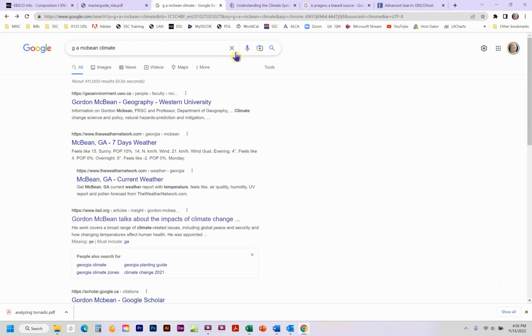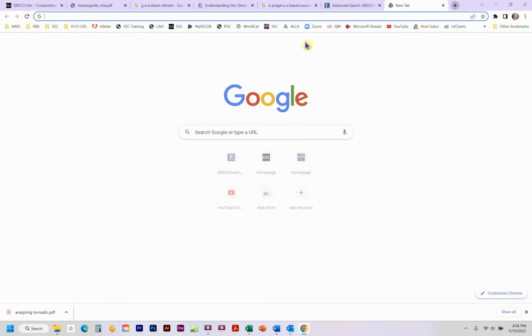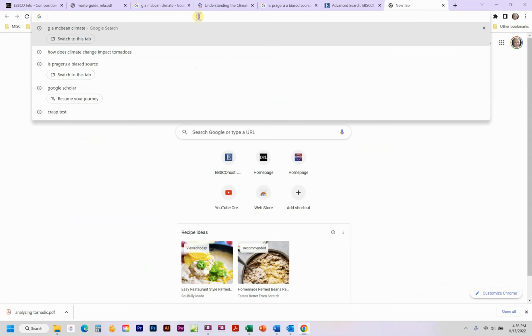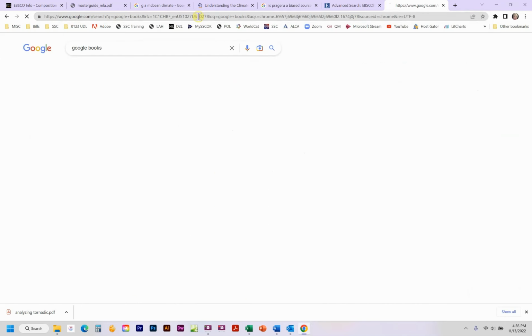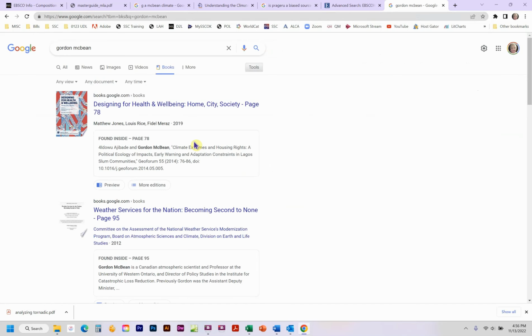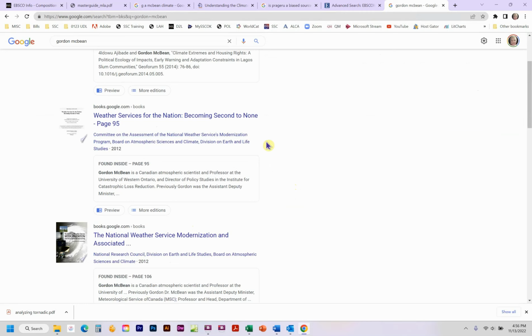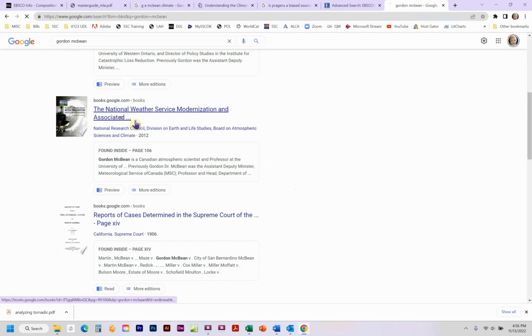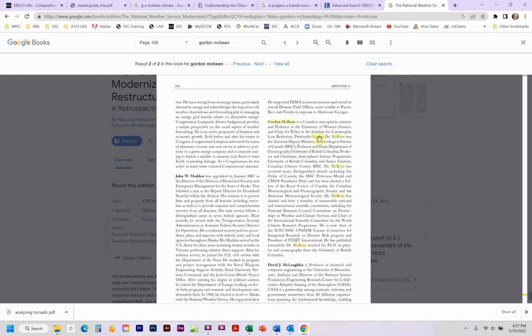And in fact, if we go back, let's go back to Google Books because it did show that he had written chapters in some books. So let's see if I can find anything in Google Books. Weathering Service for the Nation. All right, that's 2012. The National Weather Service Modernization and Associated something or other, right? Well, here I found a bio about him. So if I don't know if he's credible or not, I've just found a place that gives me his entire bio. And again, wow, very well qualified.